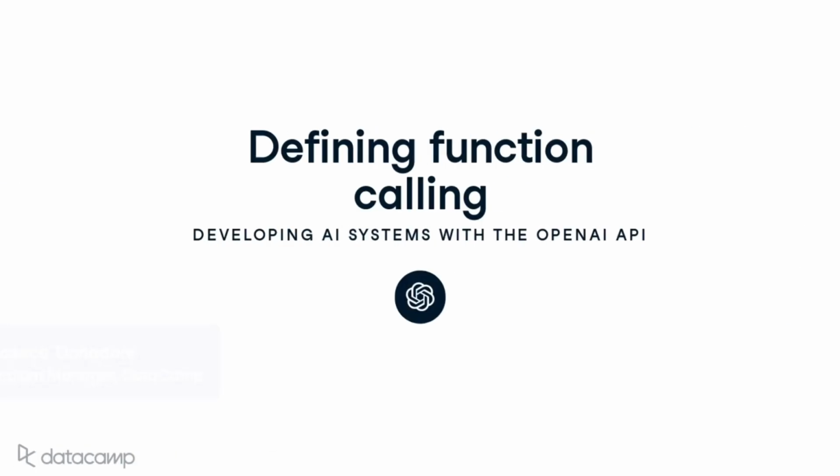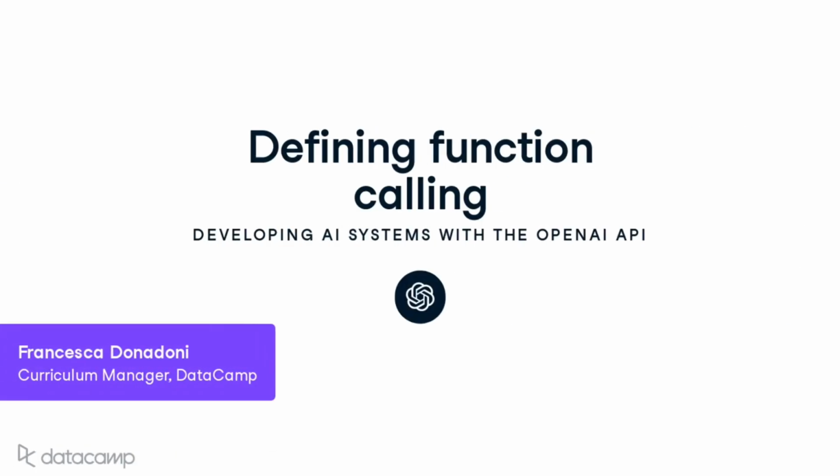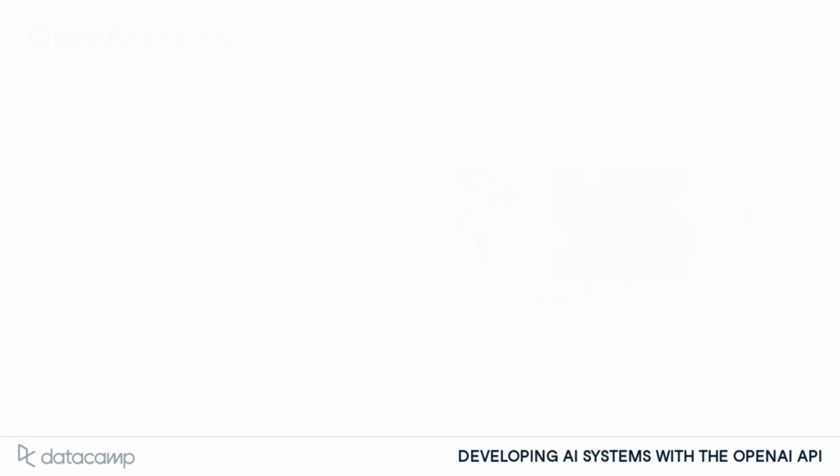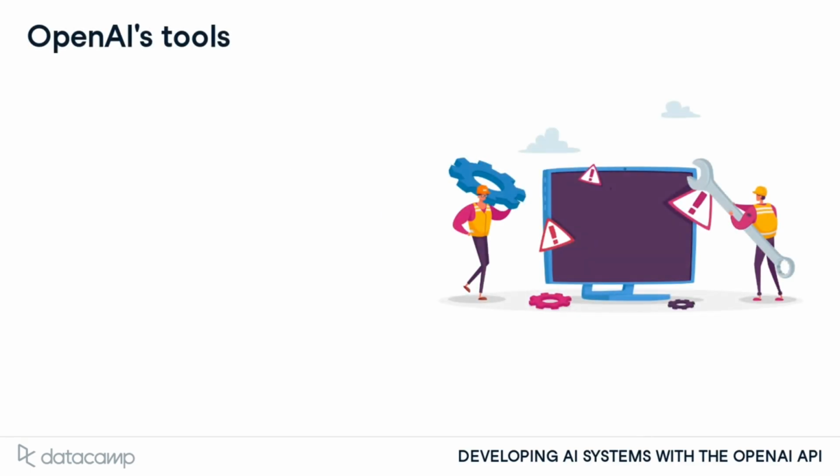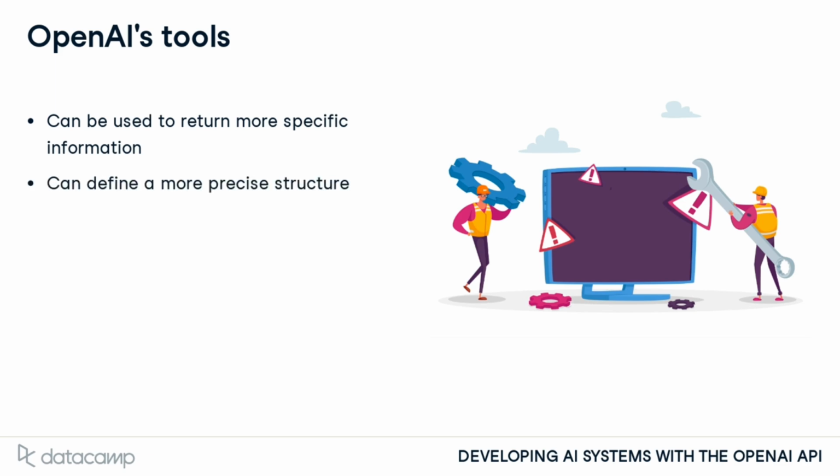Welcome back! In this video, we will introduce OpenAI's function calling feature, exploring some concepts before moving to its applications in the next video. OpenAI endpoints support tools that can be defined to have the models return more specific information or return more precise outputs by defining a certain structure. Tools are options given to the endpoints to enhance the capabilities of the API call.